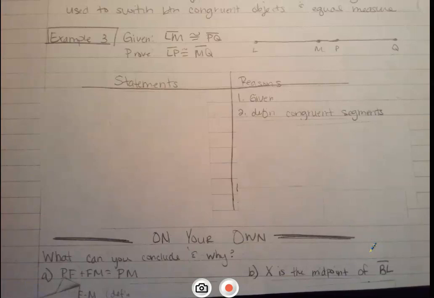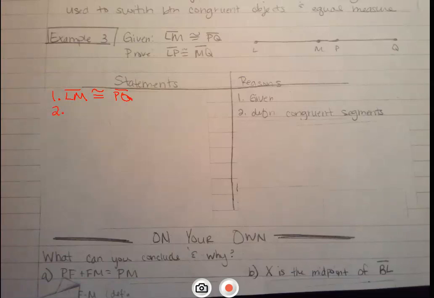Okay, so Lucas, what's number 1? It's just LM equals PQ, or segment. Okay, so that's congruent, not equals. Segment LM is congruent to PQ. Perfect, because it's the given. Awesome.